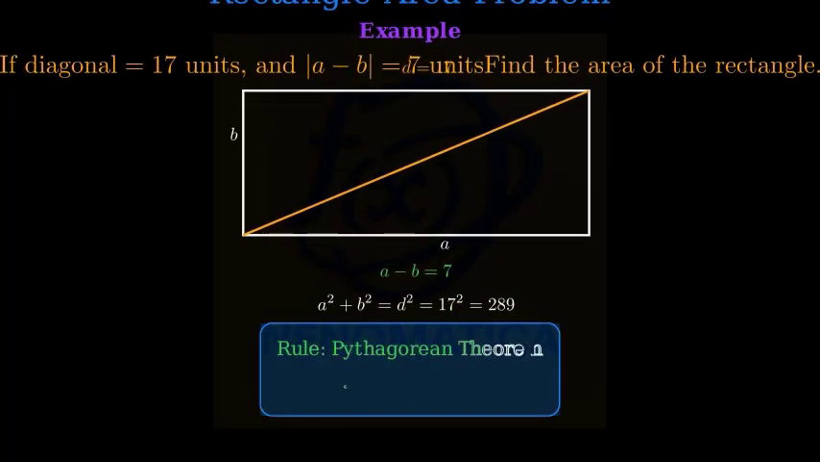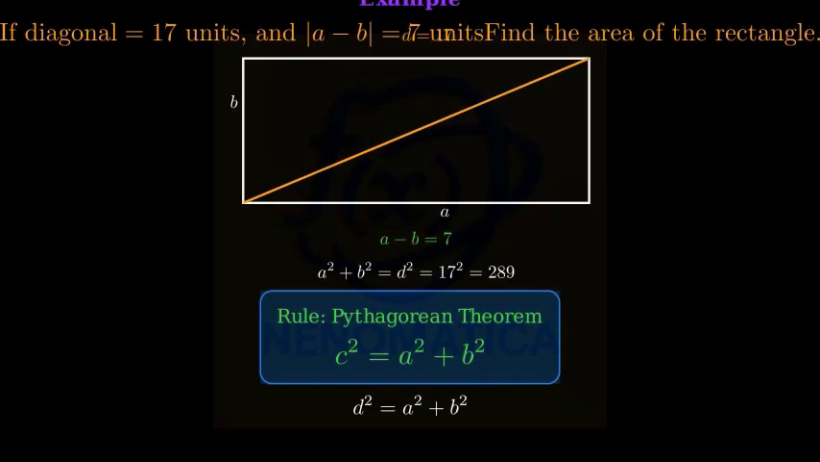Now, let's set up our equations. First, using the Pythagorean theorem, we know that the square of the diagonal equals the sum of the squares of the sides. So, d squared equals a squared plus b squared.